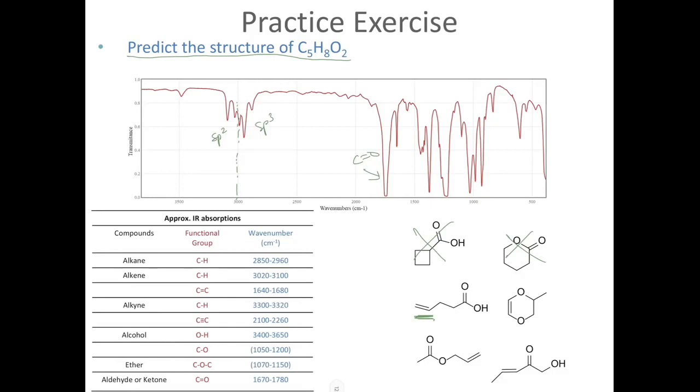Okay? So we have a carbonyl, which means that portion is out. We don't have a carboxylic acid because there's no signature peak like the one we had for carboxylic acid. So we end up with the right structure that we can predict to be the ester with an alkene portion.